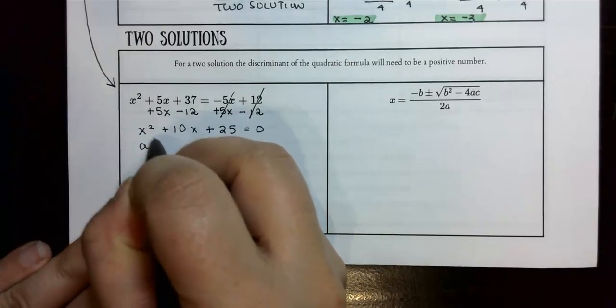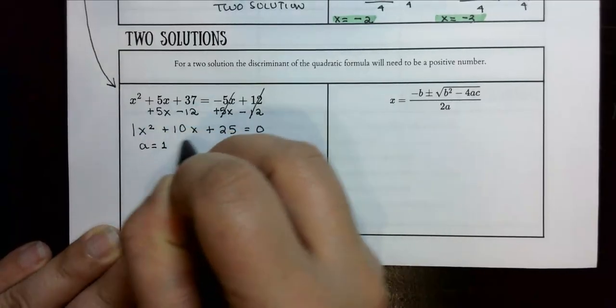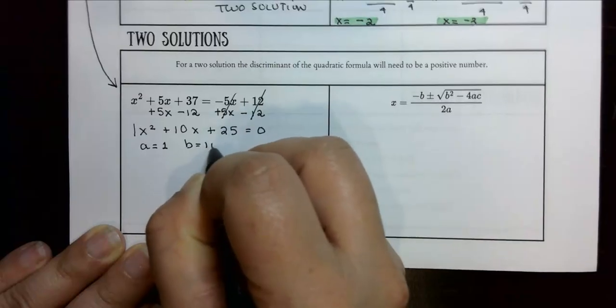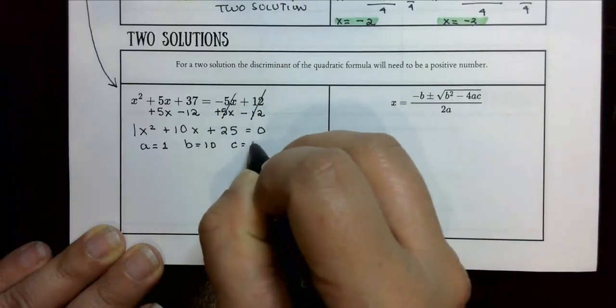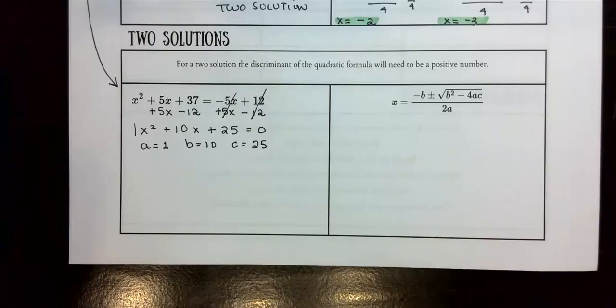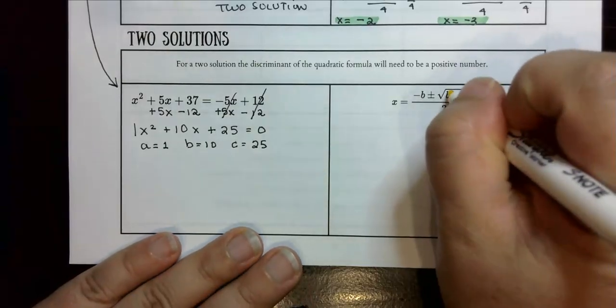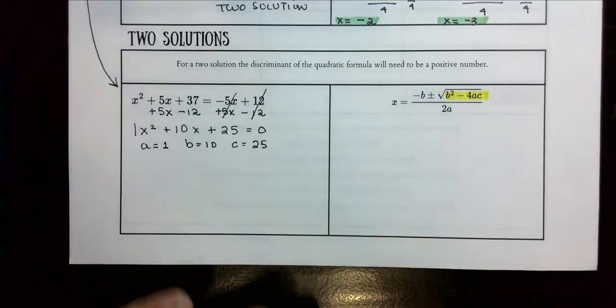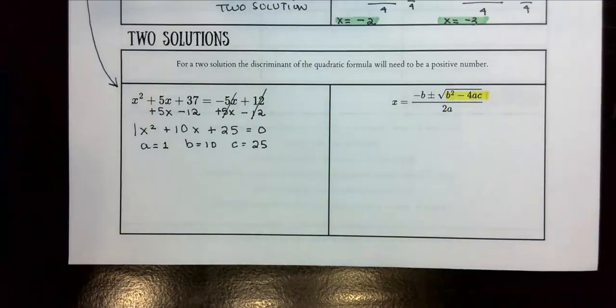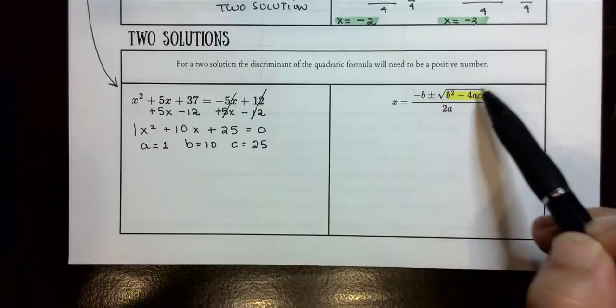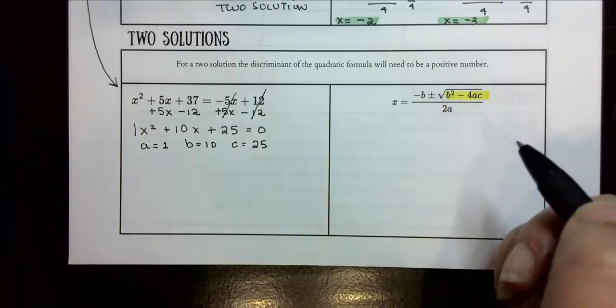Our a value is the understood 1. Our b value is the 10. Our c value is the 25. So if you remember from the other examples, we're going to start with the discriminant. The discriminant is b squared minus 4ac. It does not include the square root. So let's do that part first.